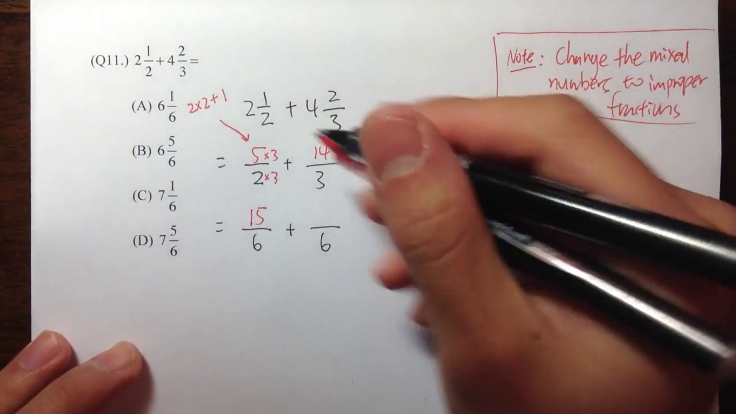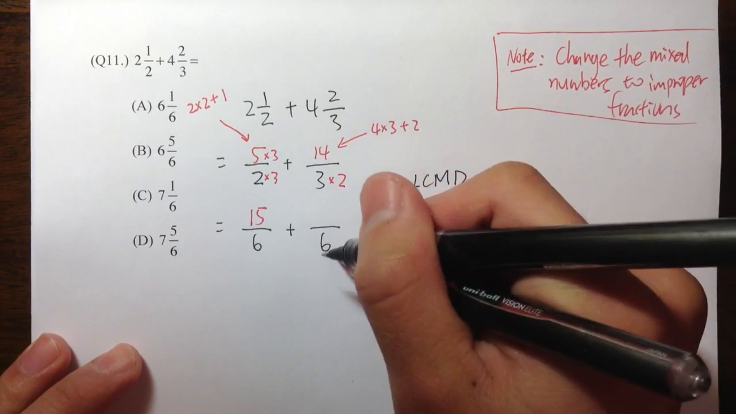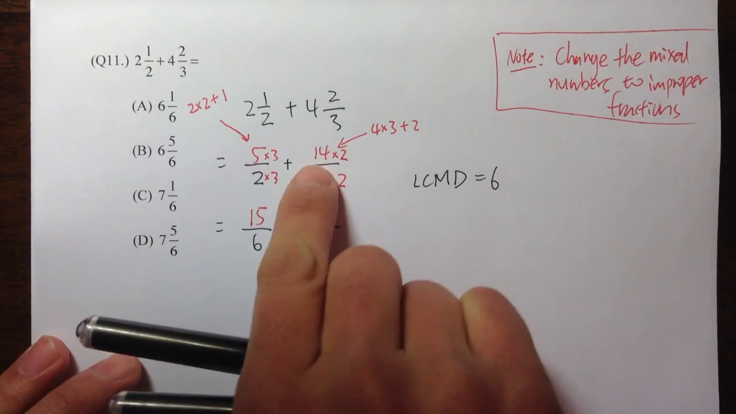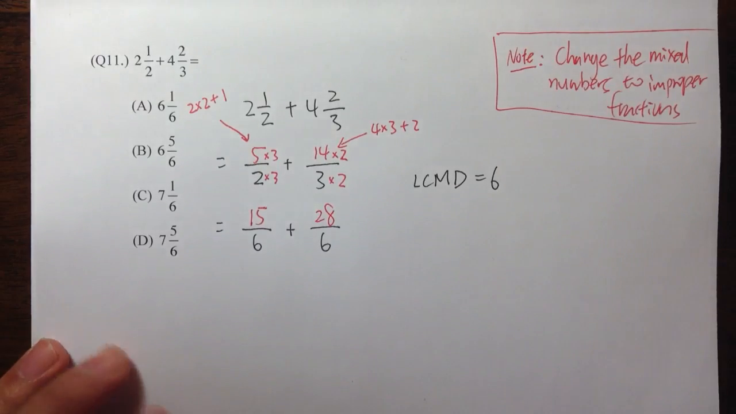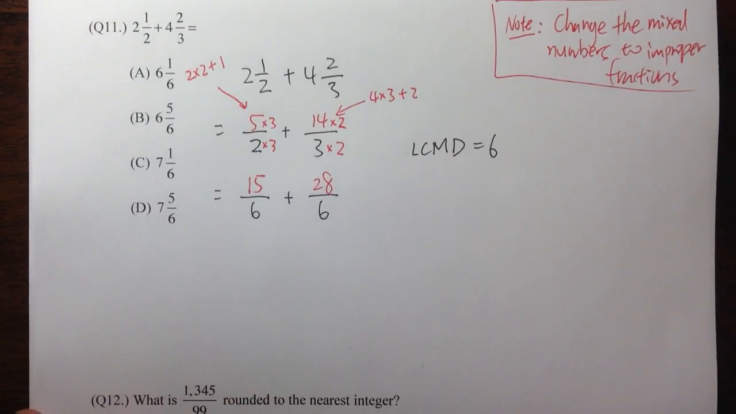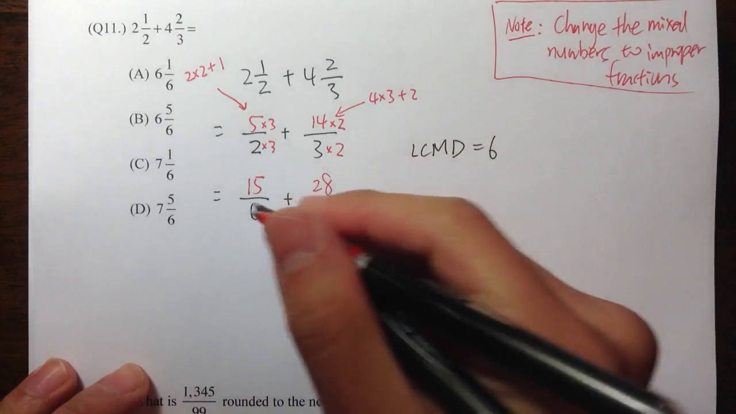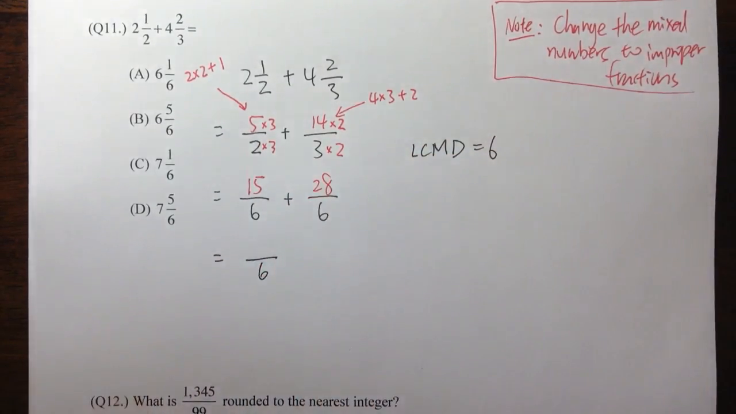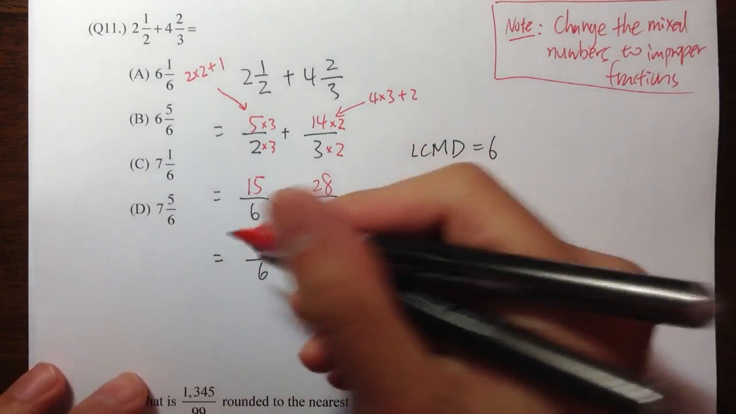And then for the second fraction, 3 times what will be 6? 3 times 2 will be 6. And do the same on the top. We just need to do 14 times 2, which is 28. Alright? And now perfect, we're in business because now the denominators are the same. We can just add the tops together. Let me just write down the denominator first, which is still the 6. 15 plus 28 is 43.